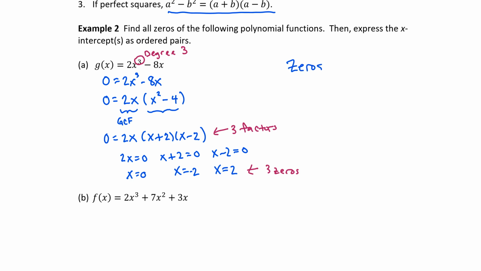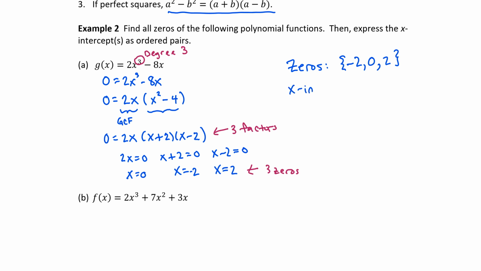Let's be thorough in our notation. The zeros that we found are 0, let me put them in numerical order, not that it matters much: negative 2, 0, and 2. Okay, those are the solutions to the equation.